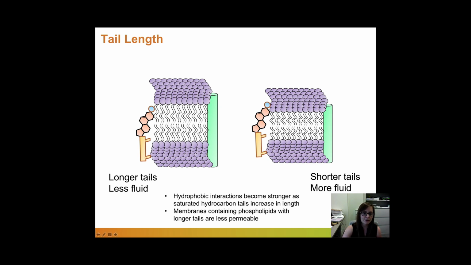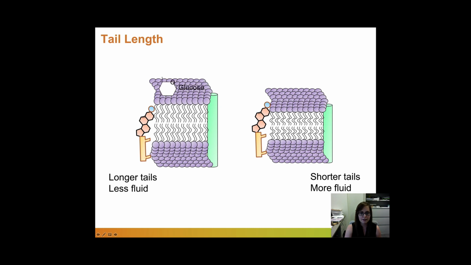So in this example here, the tails are really, really long, okay? So they have many more carbons in these tails. Maybe they've got 20 carbons in the fatty acid tails, and here maybe these ones only have 14, okay? So longer tails, meaning more hydrophobic interactions, means that this membrane is less fluid and less permeable. Those hydrophobic interactions become stronger as the saturated hydrocarbon tails increase in length. And those shorter tails are more permeable, because they're not packed in as tight.